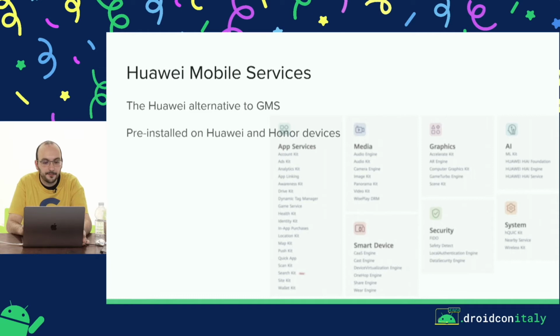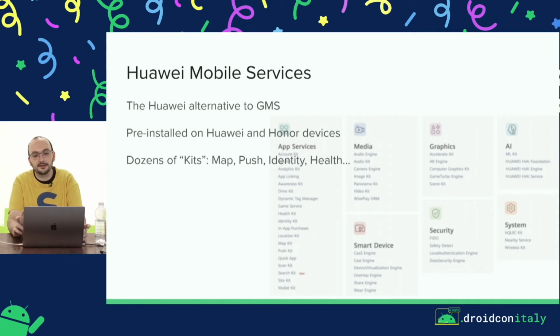It's basically the same as Google Play Services for the Google version of Android. This is a component that runs in background, and it's pre-installed on Huawei and Honor devices. And as I said before, there are dozens of kits. First of all, the map kit, push kit, the identity kit that provides the Huawei login, the health kit, but there are really a lot of libraries.